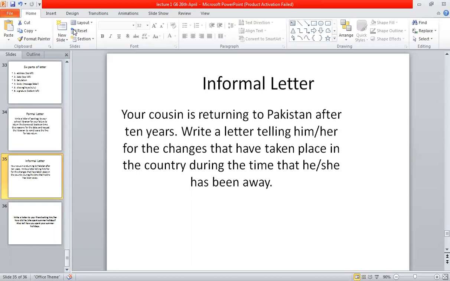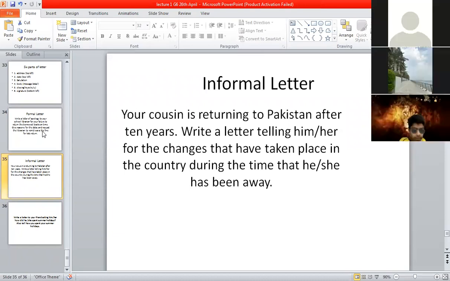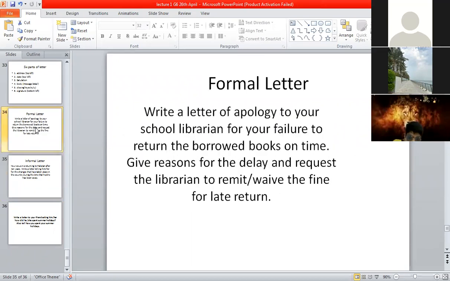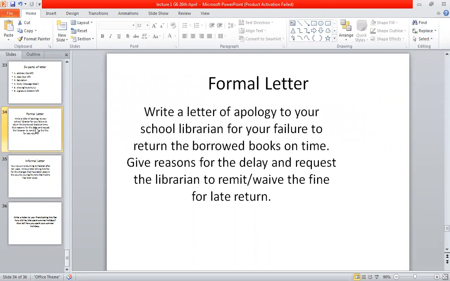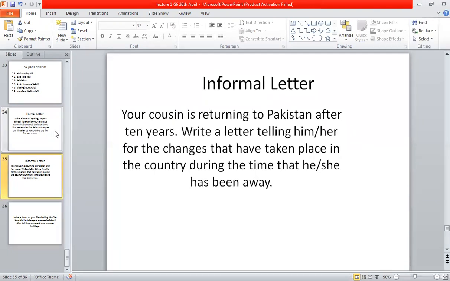Thank you, class 7. Time is about to be over. This is your weekend homework. You will be writing formal letter and informal letter. I have given you an idea how to write, how to begin a letter. So you will write a complete letter. Okay. Thank you, class. Allah Hafiz.